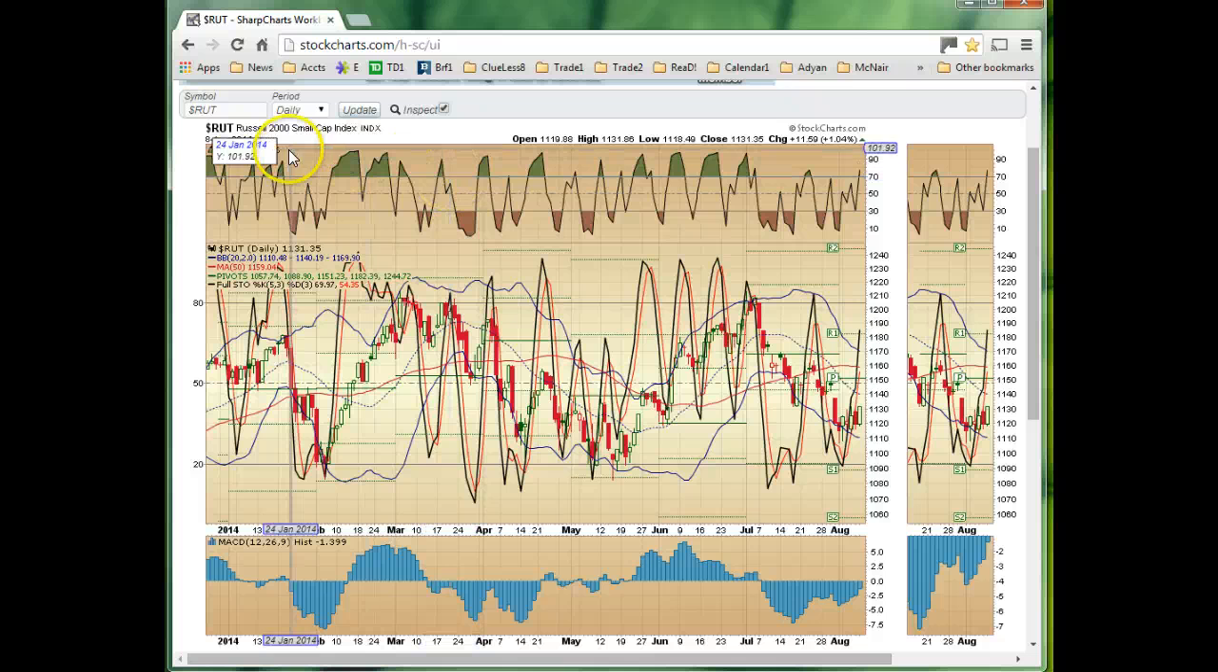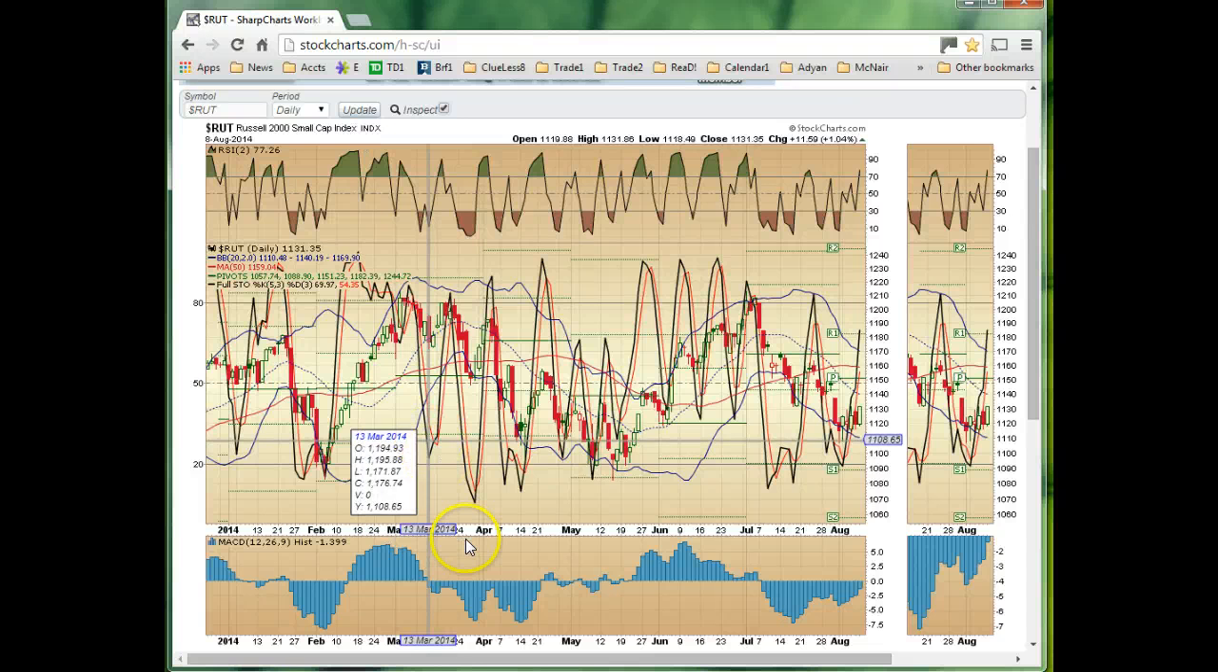So let's take a look at the Russell 2000 Small Cap Index. This is the stochastic chart. We call it the 533, and look to see what's going on. So let me get my squiggly out here to see. Okay, deep oversold conditions here, deep oversold conditions, right? And every time that's happened, look what the market's done.